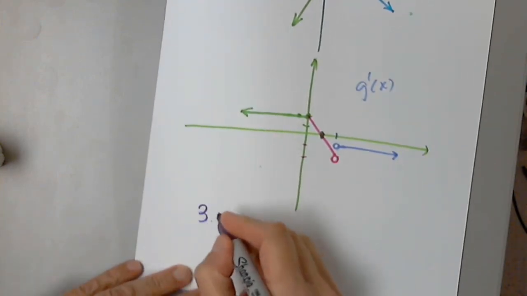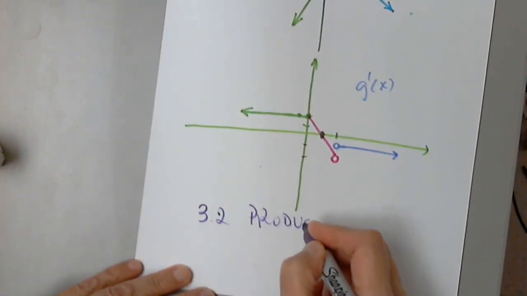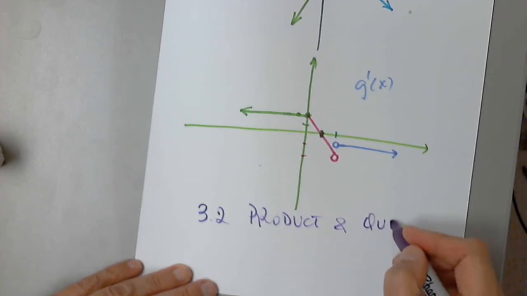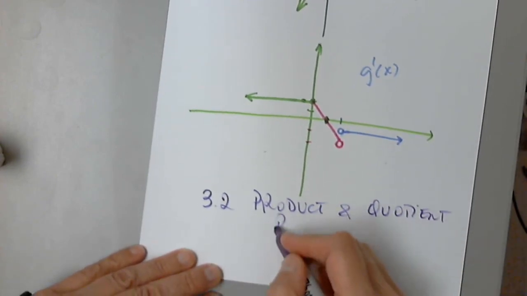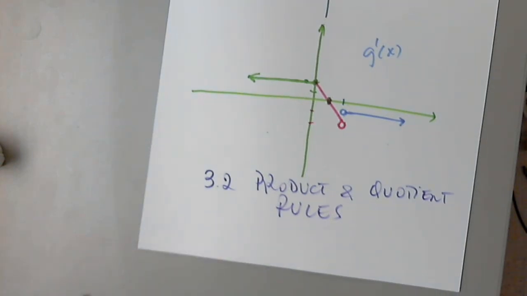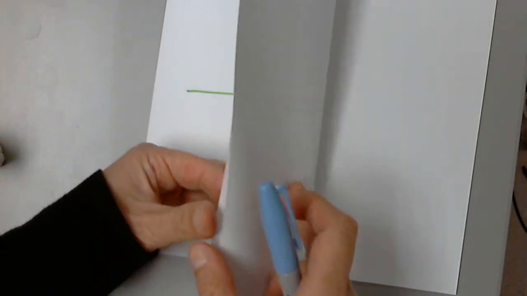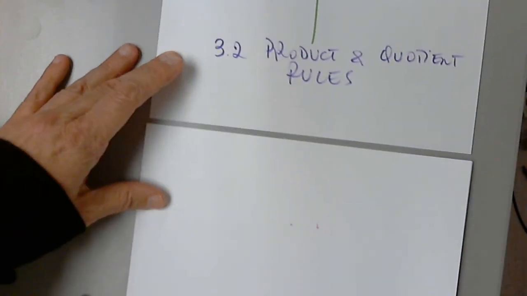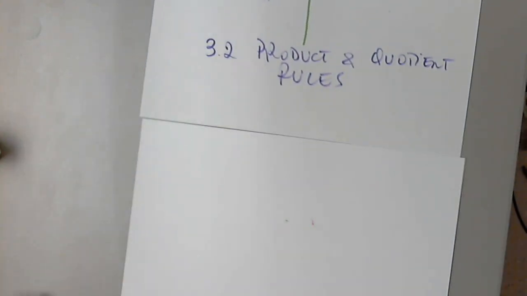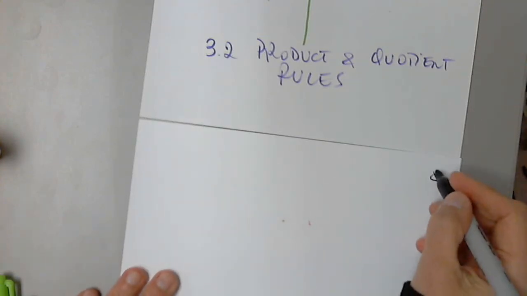Okay, 3.2, product and quotient rules. Product and quotient rules. We cannot invent anything here. I'm just going to show you what I like to use, the method I like to use. Your book and every other book is maybe slightly different. They all mean the same thing.